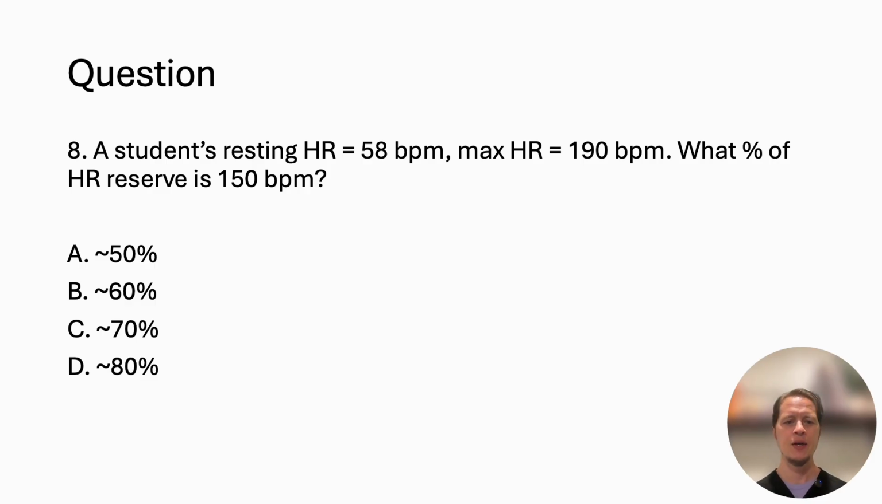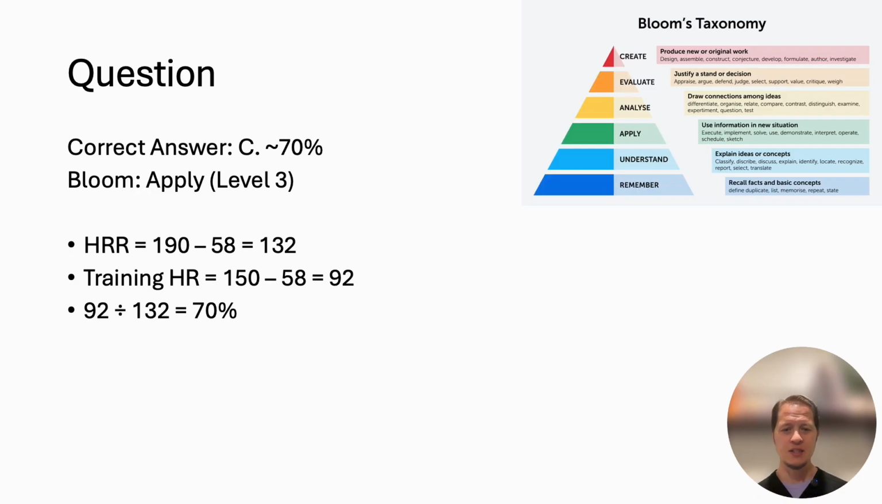Question 8. A student's resting heart rate is 58 beats per minute, and their max heart rate is 190. What percent of heart rate reserve is 150? Options are 50, 60, 70, or 80. This is fairly straightforward here.